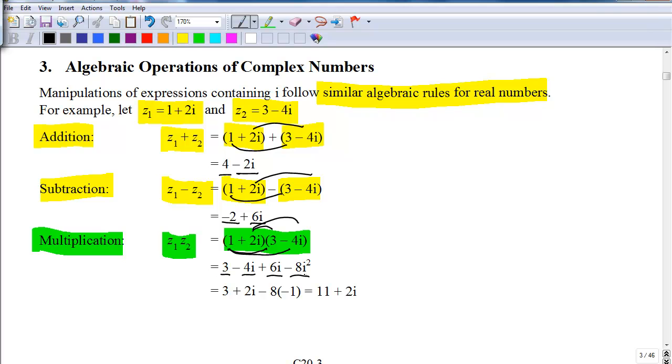Now, the thing to remember here is, when we have i squared, we must tell ourselves that i squared is minus 1. So this piece here can be rewritten as 8 times minus 1. And so I will have 3 minus 8 times minus 1 gives me 11, and minus 4i plus 6i gives 2i.